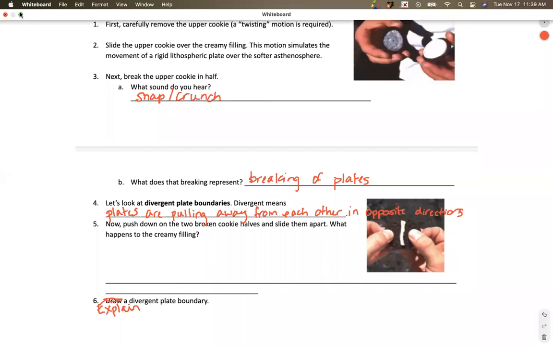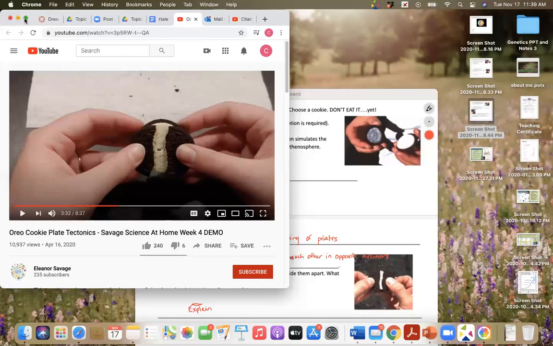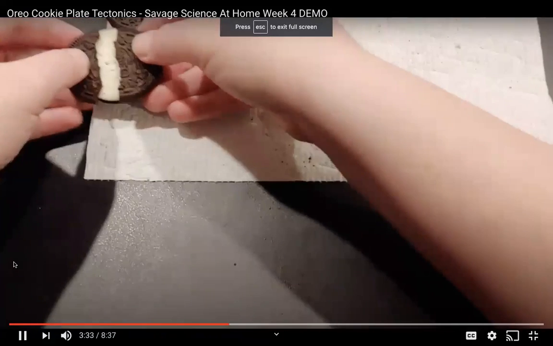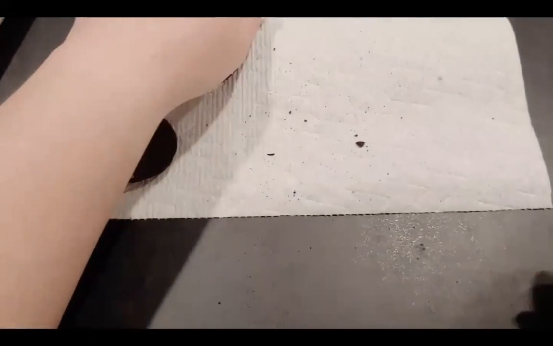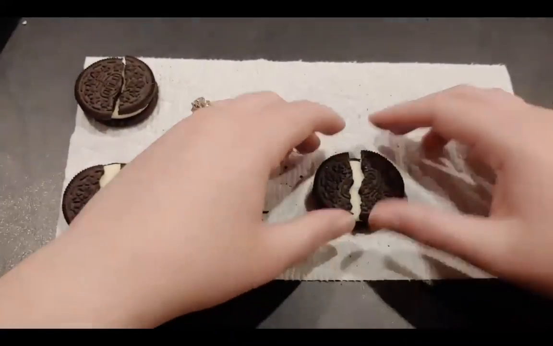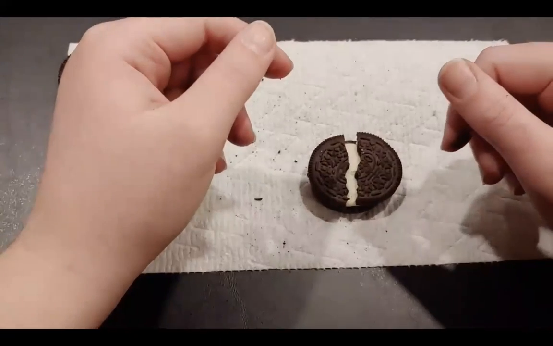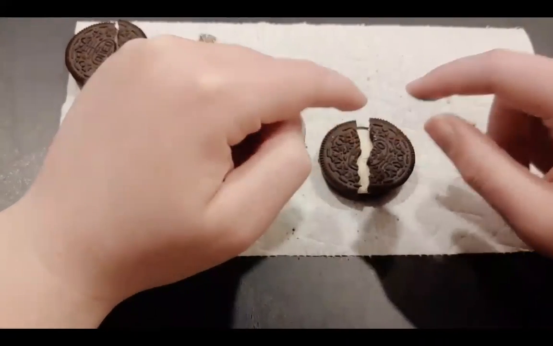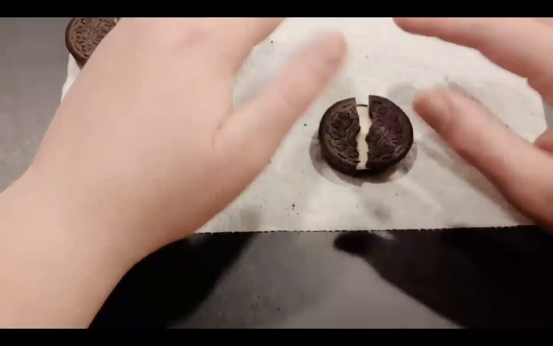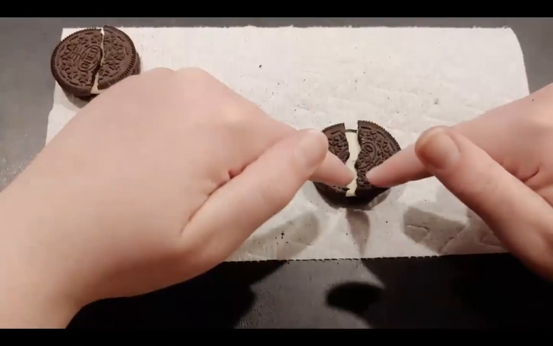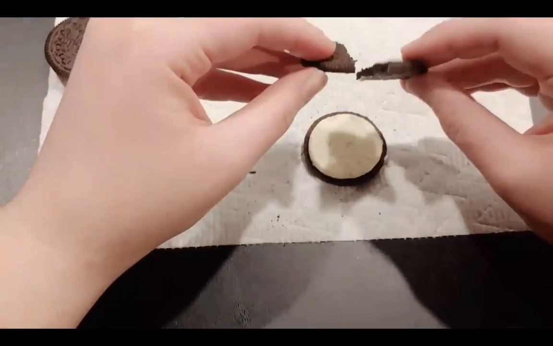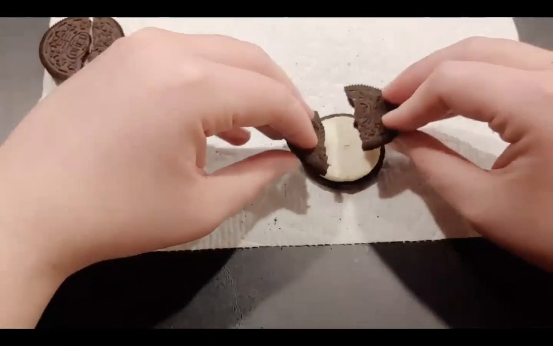So now we'll go back to the video and watch the next type of boundary. Okay, so we'll set that one here and get a new cookie. The next plate boundary we're going to be demonstrating is a convergent plate boundary. Specifically here, we're going to be making a convergent plate boundary between 2 continental plates. It's a little bit tricky to do this with a continental and an oceanic to show subduction. These 2 pieces of cookie are the same density, the same thickness, made of the same materials. So we're going to say that they are 2 continental plates.